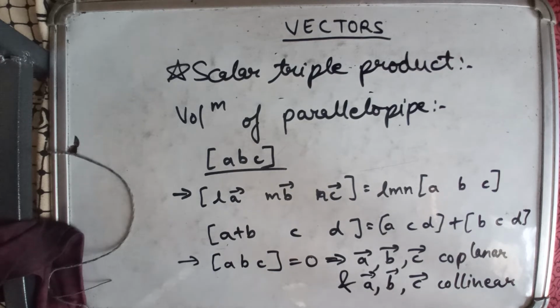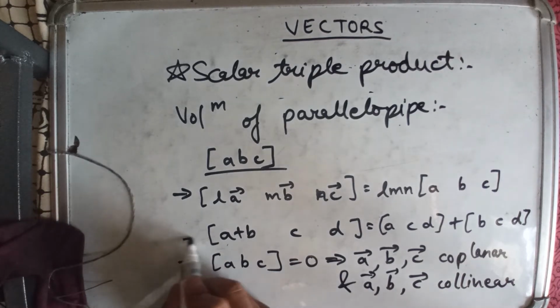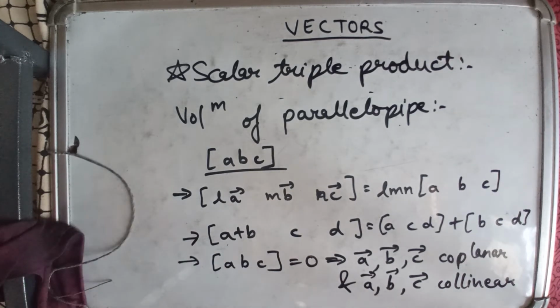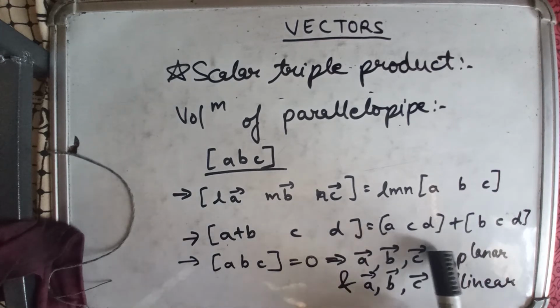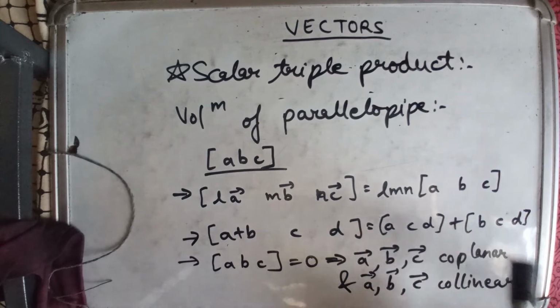Then the other property is that box A plus B, C and D is equal to box ACD plus box BCD. Here these two are separated like in the determinant. Now the box ABC will be 0 if ABC are coplanar or if ABC are collinear.